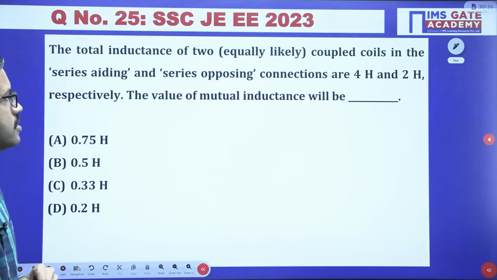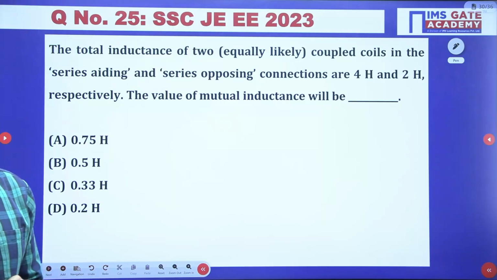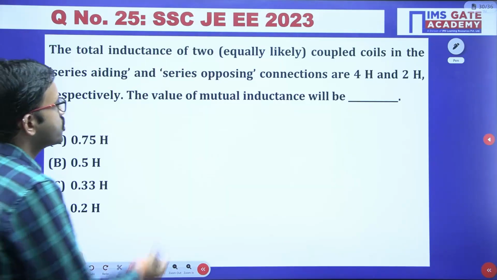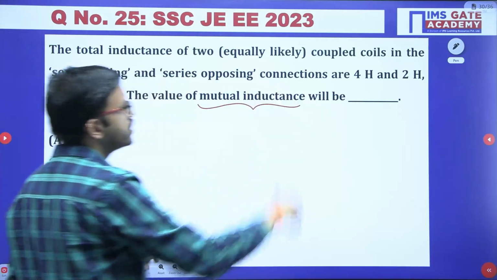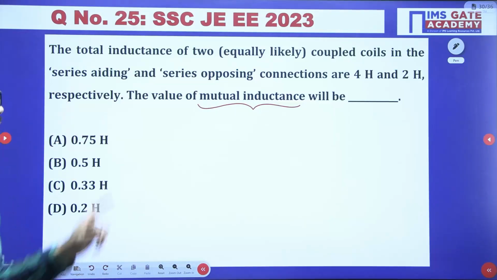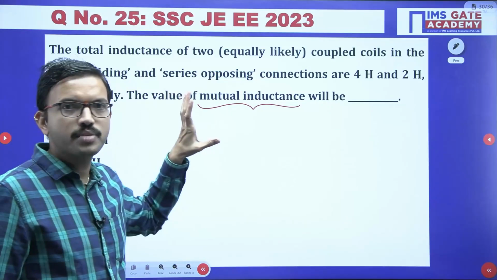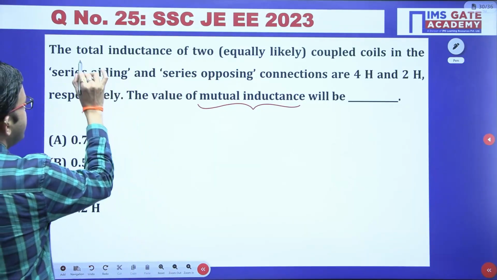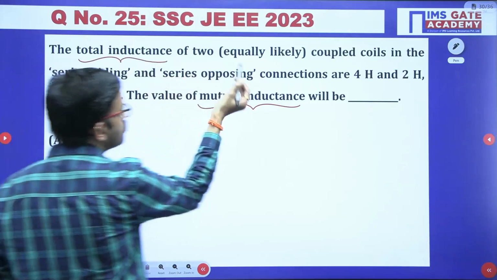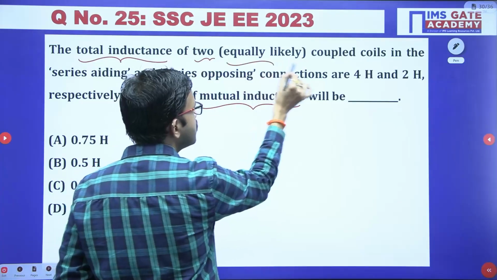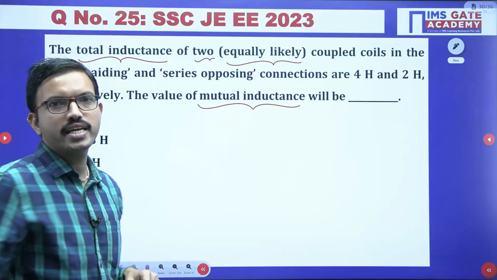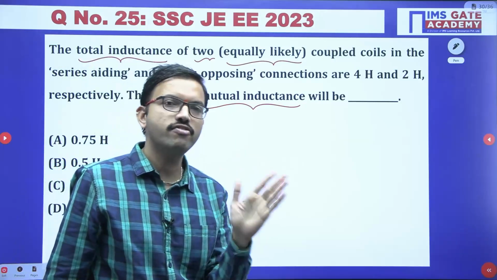Yeah, next question. All of you give it a try. In this question you have to find out the mutual inductance. The most important thing you can observe here is that they have mentioned the total inductance of two coils. Regarding these two coils they have mentioned equal inductance, that means both the coils have the same self inductance.